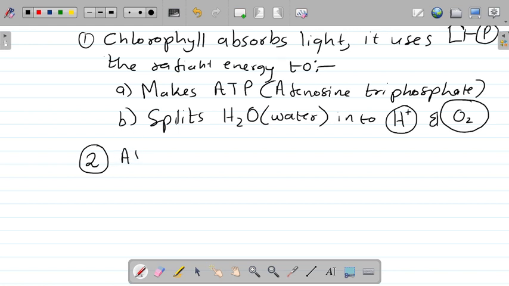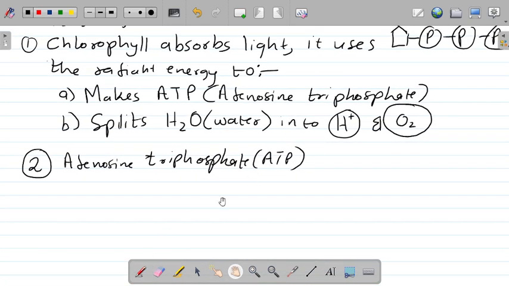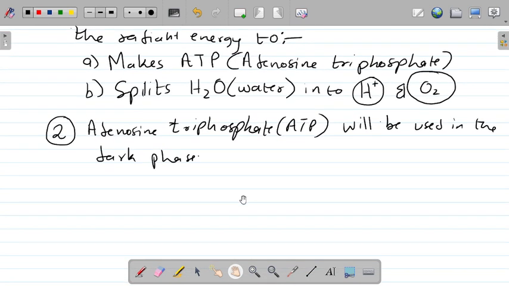So let's say adenosine triphosphate or ATP. If you say ATP, it's okay, guys. We're not trying to get you failing here. ATP will be used in the dark phase of photosynthesis. That's ATP. ATP will be used in the dark phase of photosynthesis.